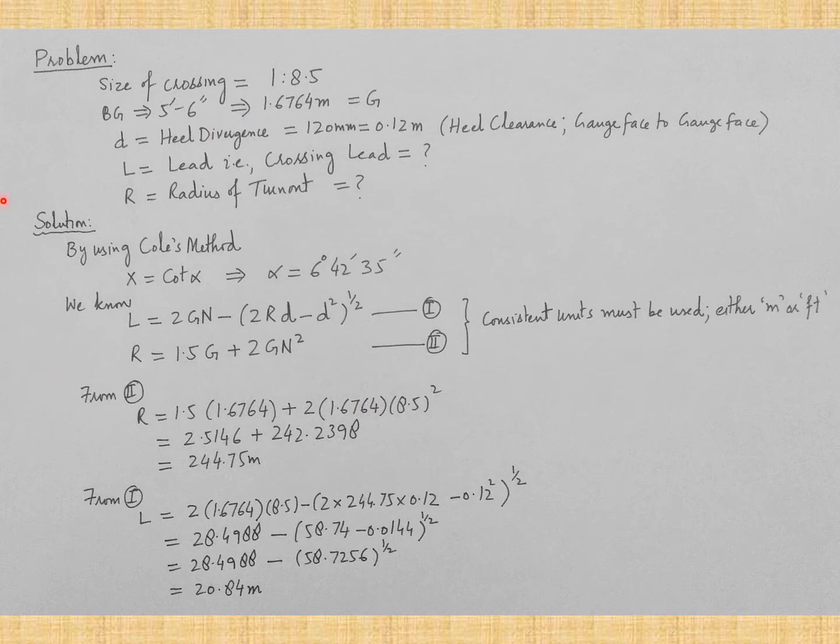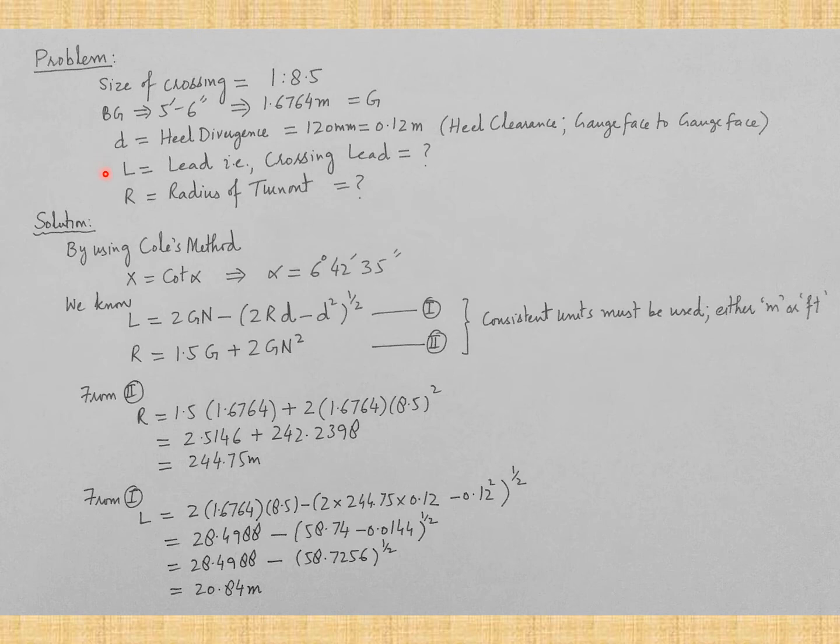Now here, look at that. The size of the crossing is 1 in 8.5. It is a broad gauge case. 5 feet 6 inches is the distance between the rails, and obviously this is 1.6764 meters, so that is G. Heel divergence, that is 120 millimeter, so obviously this is 0.12 meter. So heel divergence is basically the heel clearance, that means gauge face to gauge face is to be considered.